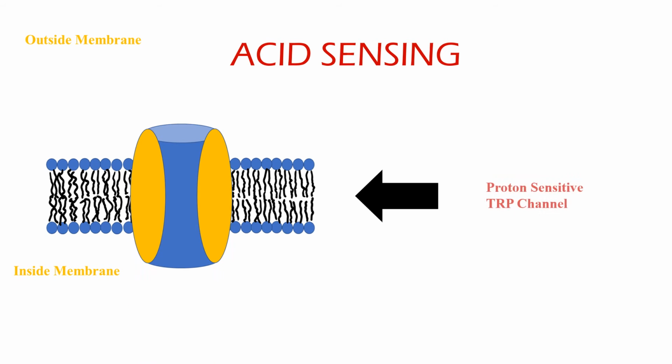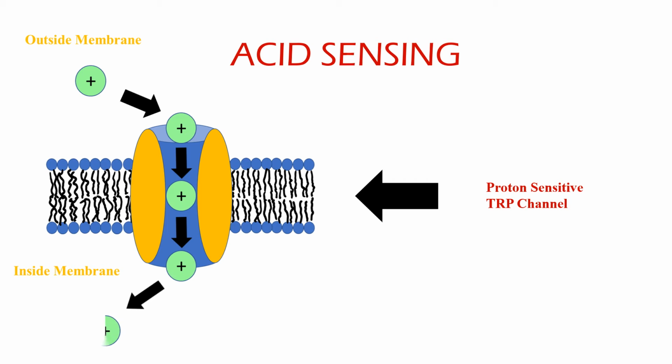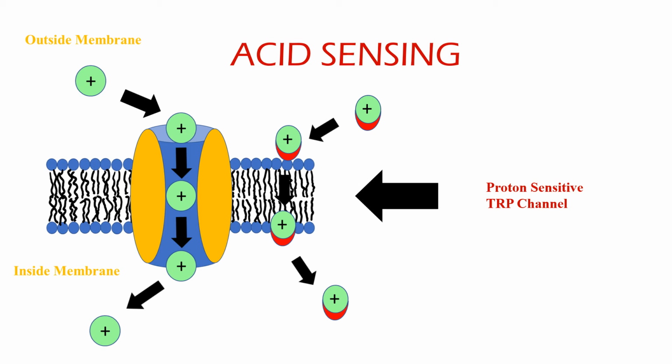The channel used for acid sensing is the proton-sensitive TRP channel. This is how strong acids move through the membrane, which causes depolarization.